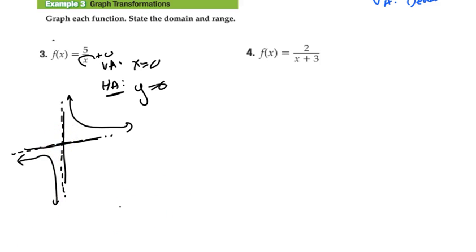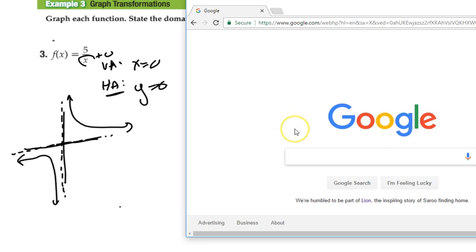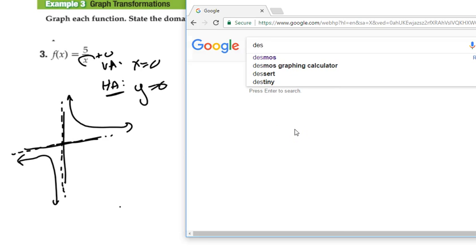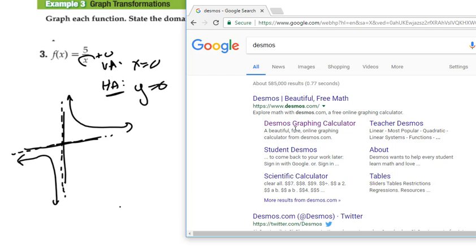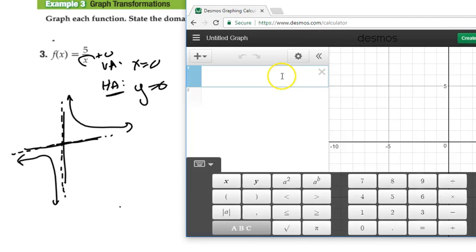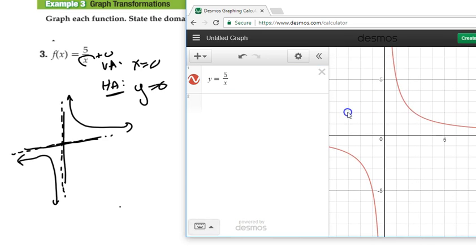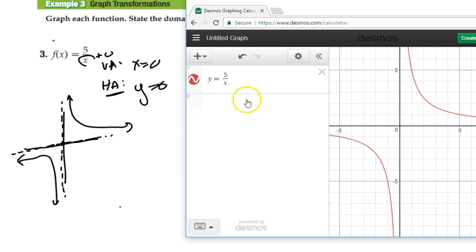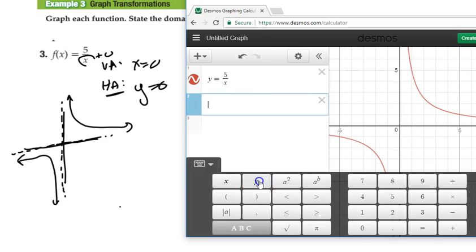And actually, let's look at Desmos. All right, let's go to my Google. Let's go to the Desmos calculator. All right, click it. So this will show you. Let's type y equals 5 over x. There you go. That's what 5 over x looks like, kind of what we got. Let's compare that to y equals 1 over x.